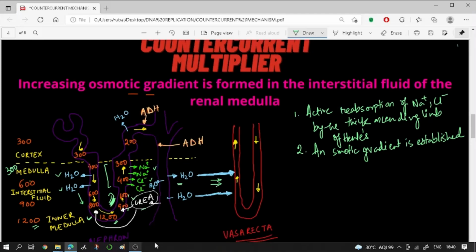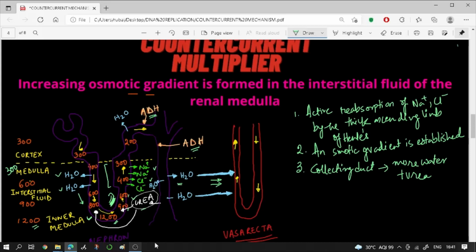Now we come to the third point. The third point says that the cells in the collecting duct reabsorb more water and urea. So let me write that down. The cells of the collecting duct will reabsorb more water and urea.